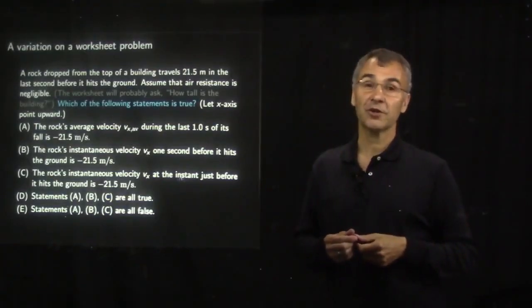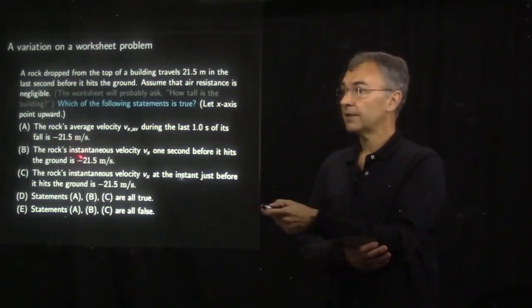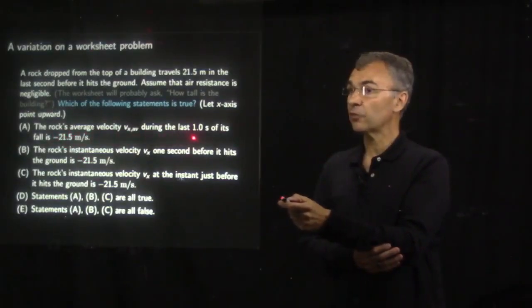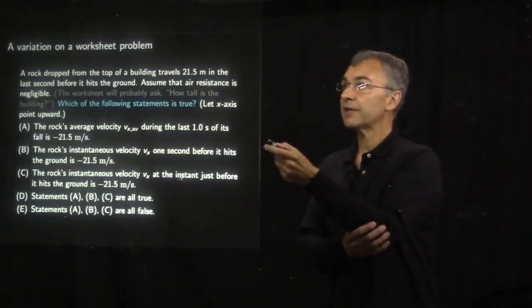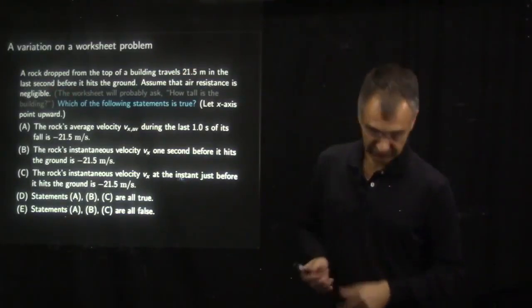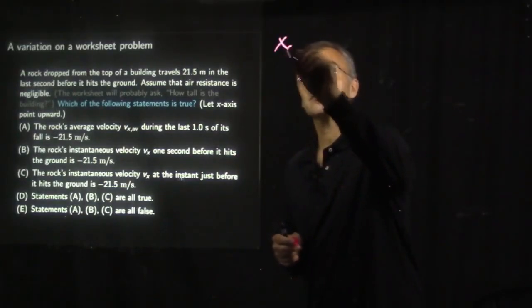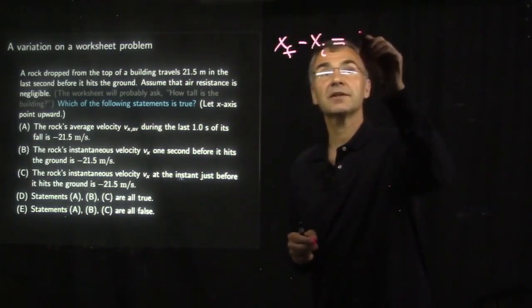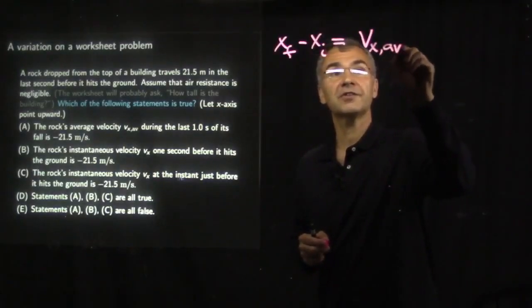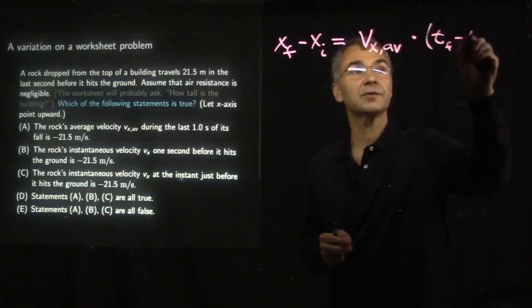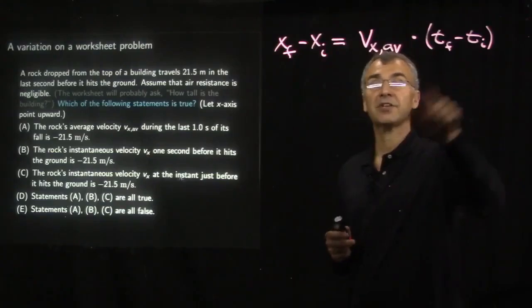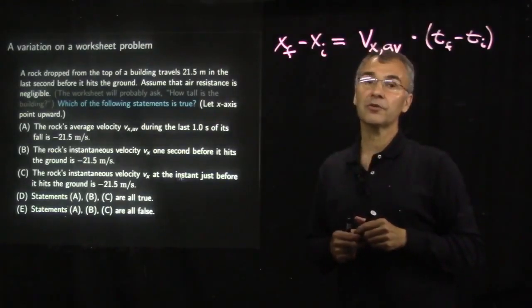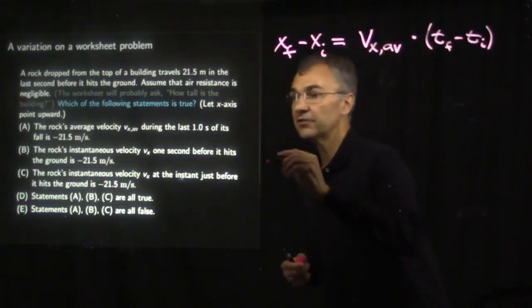So again, let the x-axis point upward for projectile motion in one dimension. Is the rock's average velocity during the last 1 second of its fall minus 21.5 meters per second? So is that a true statement? Well, it travels 21.5 meters in the last second before it hits the ground. So I think you could say that x final minus x initial is v_x average times t final minus t initial. I think that's a true statement because v_x average is just the change in x divided by the change in t. And the x-axis points upward, so x is decreasing. x is becoming less and less positive. So I think this is a true statement.